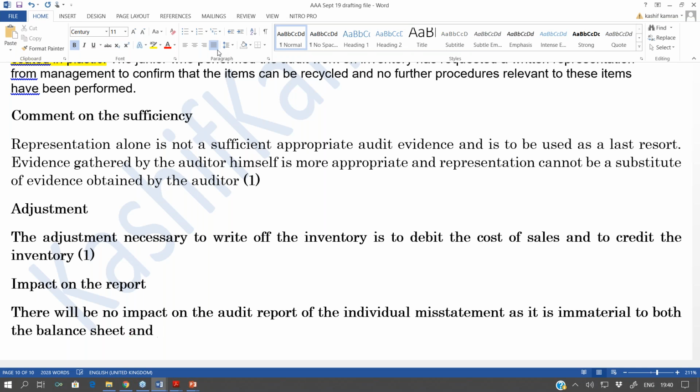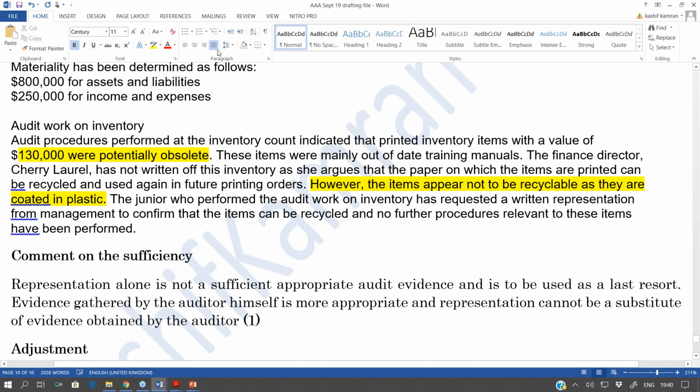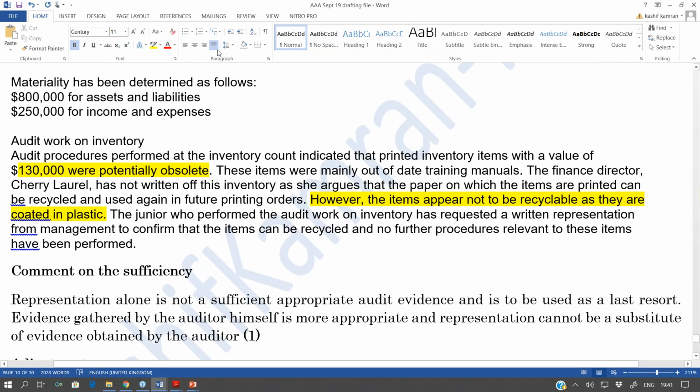Yes, in this question, the materiality has already been given, right? So we're just comparing 130 with the thresholds given, right? Please try to understand once again. These figures are in front of your screen, right? Materiality has been determined as follows. We have been given a ceiling of materiality. Anything which is above 800 for assets will be material, and anything which is above $250,000 for income and expenses will be material. So $130,000, is it above $800,000 as an inventory?